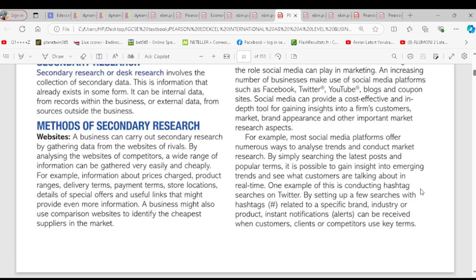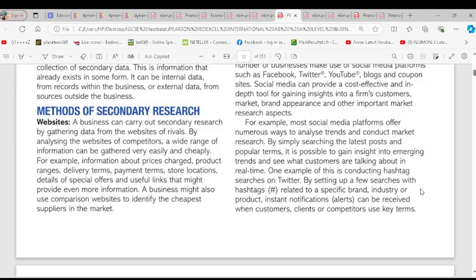So we go on to methods now. Methods of secondary research. The first method here is websites. You know what websites are, right? Okay. It said the business can carry out secondary research by gathering data from the websites of rivals. By analyzing the websites of competitors, a wide range of information can be gathered very easily and cheaply.